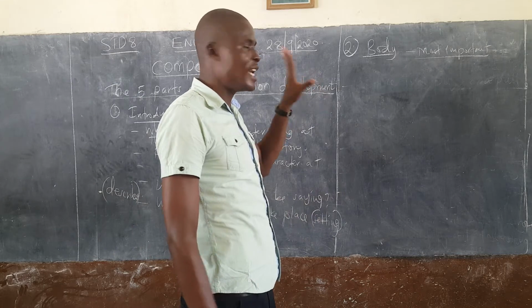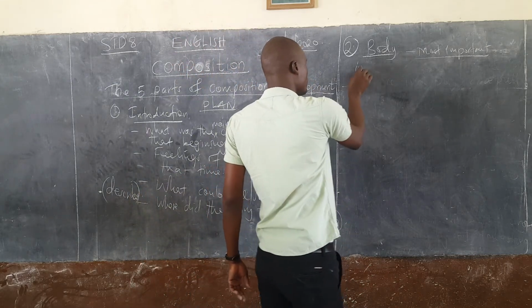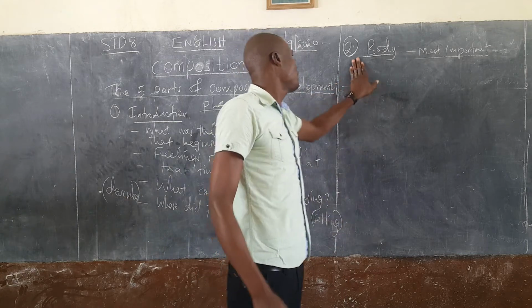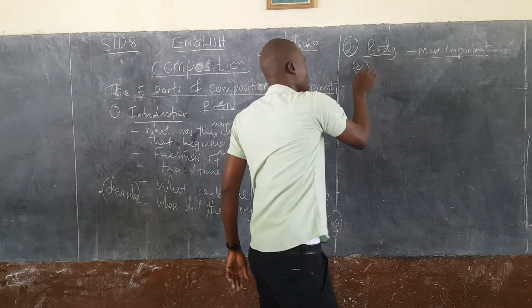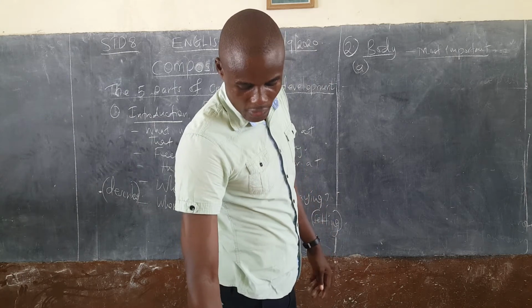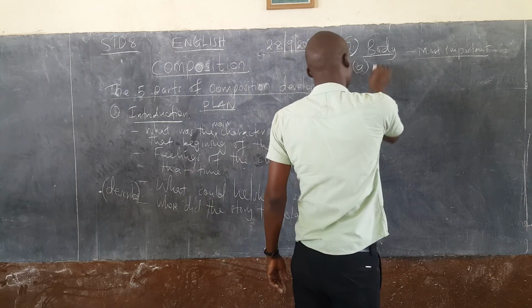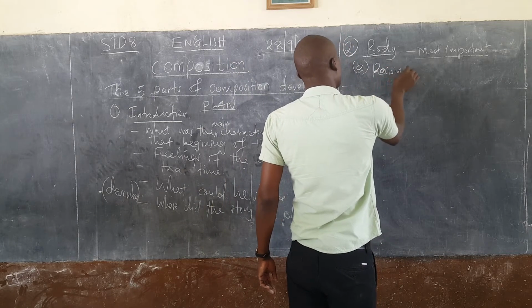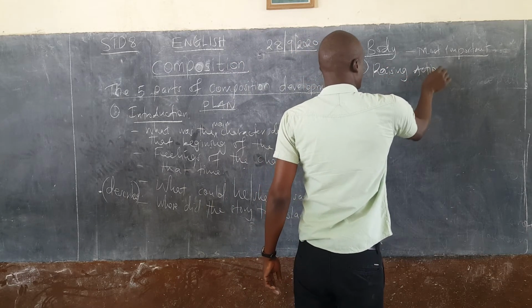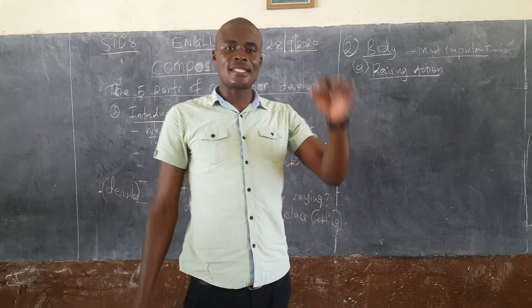And it also contains three things that we're going to look at. We're going to give them Roman numerals, or you can give them A, B, C, D. So A, you have the three parts of the body. We have rising action. So rising action is going to be part one. Ask yourself now, what is rising action?